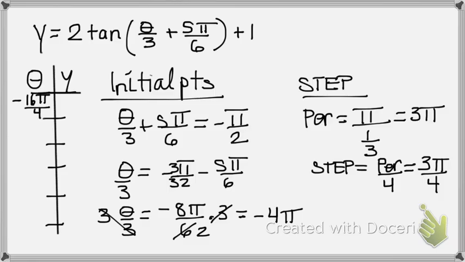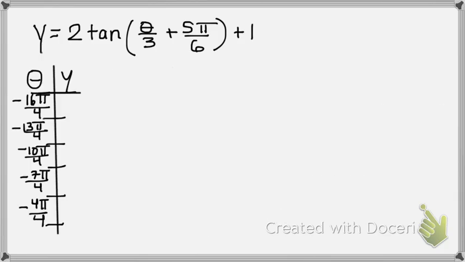So that's equivalent to negative 4 pi, but now I've got a common denominator, and I'm going to start adding these 3 pi over 4s, adding my step of 3 pi over 4. So negative 16 plus 3 is negative 13. Plus 3 is negative 10. Plus 3 is negative 7. Plus 3 is negative 4 pi over 4. All right, so I've got my 5 points, or rather I've got my 4 inputs, right? So I want to get my outputs now.